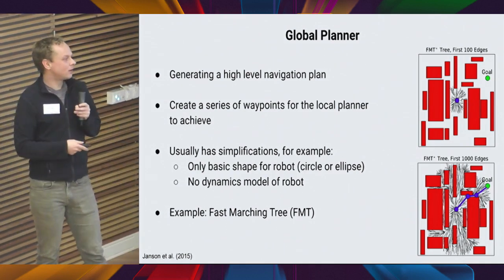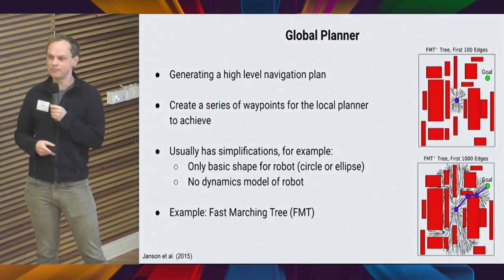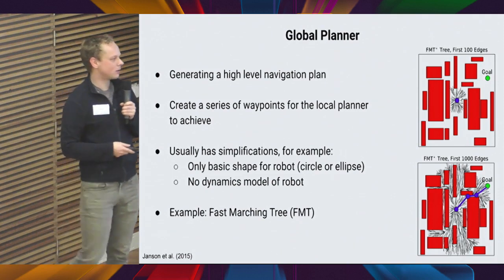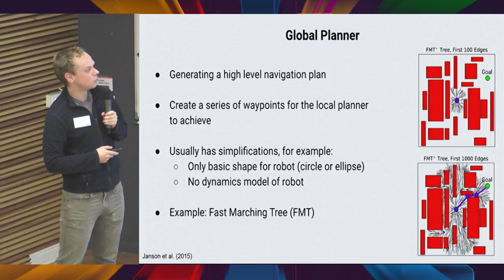And for this planner, there actually exists a large number of algorithms. So here is one of them, just as an illustration. It's called fast marching tree. And this works by starting where the robot is at the beginning, the blue point.